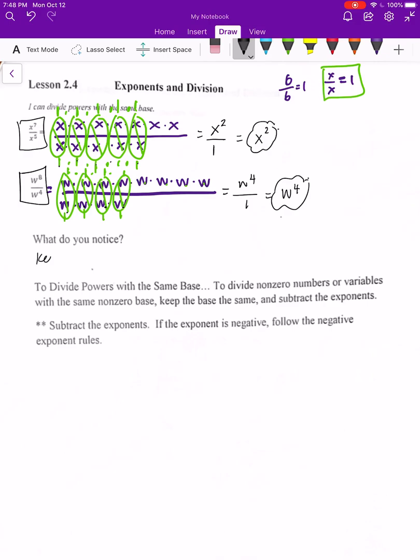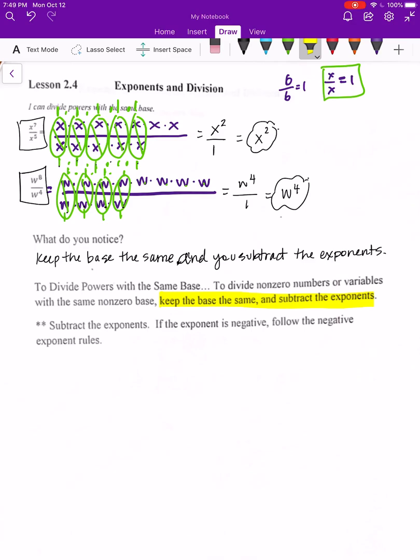You keep the base the same, and you subtract the exponents. So keep the base the same and you subtract the exponents. So it says to divide powers with the same base. To divide non-zero numbers or variables with the same non-zero base, you keep the base the same and subtract the exponents. So subtract the exponents.